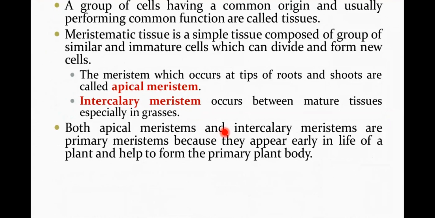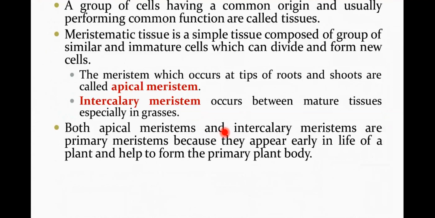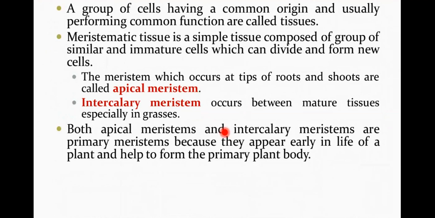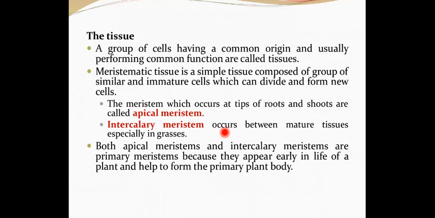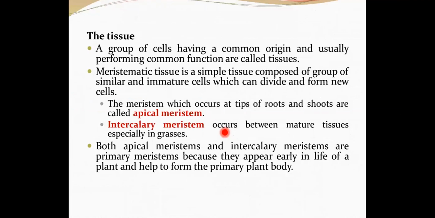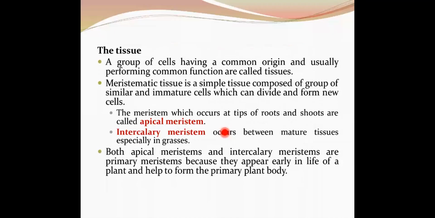This is very important. Both apical and intercalary meristems are primary meristems. Why are they primary meristems? Because they appear early in the life of a plant and help to form the primary plant body. This is very important. Meristem can also be divided into primary meristem and secondary meristem. Meristem that appears early in the life of a plant and helps to form the primary plant structure is said to be primary.